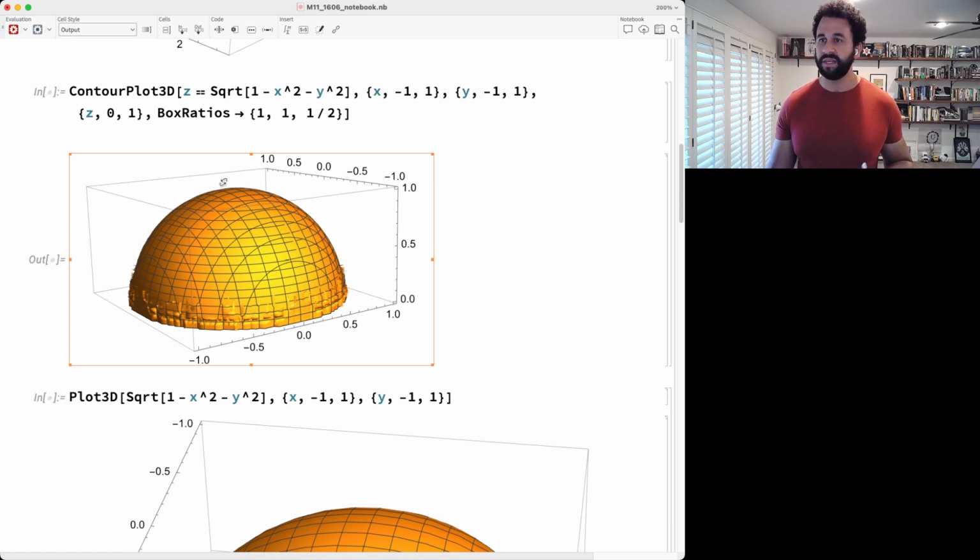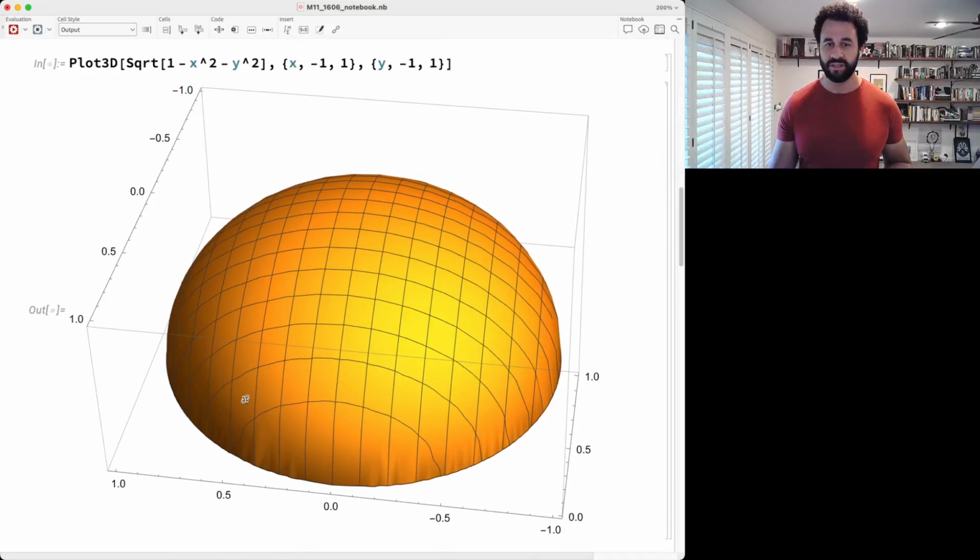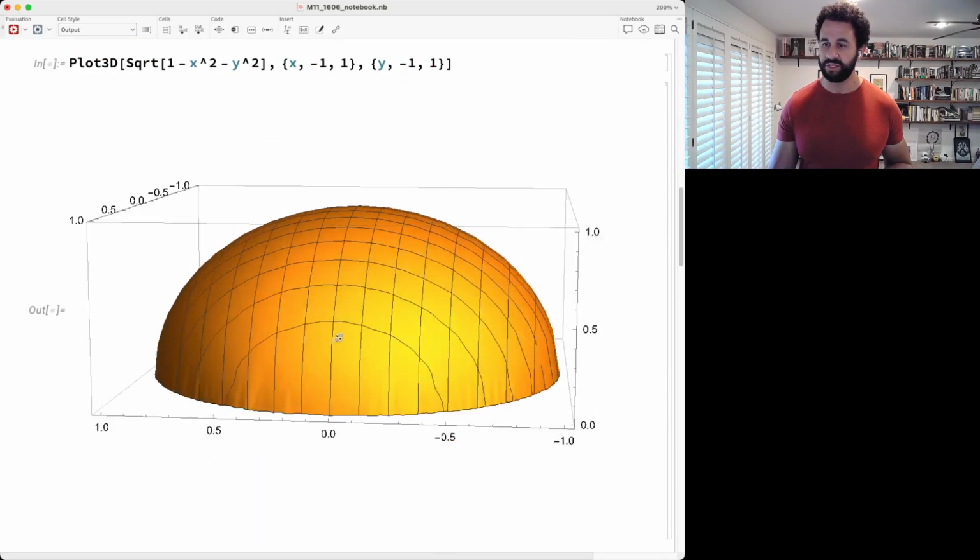Now, this one, because it's contour plot 3D, what it's really doing is looking at a level surface of a 4D object. So that can cause some more issues here. But we can also just use plot 3D because this is just a function of x and y. And plot 3D looks a little bit better. So when we use plot 3D, this is the image it produces.